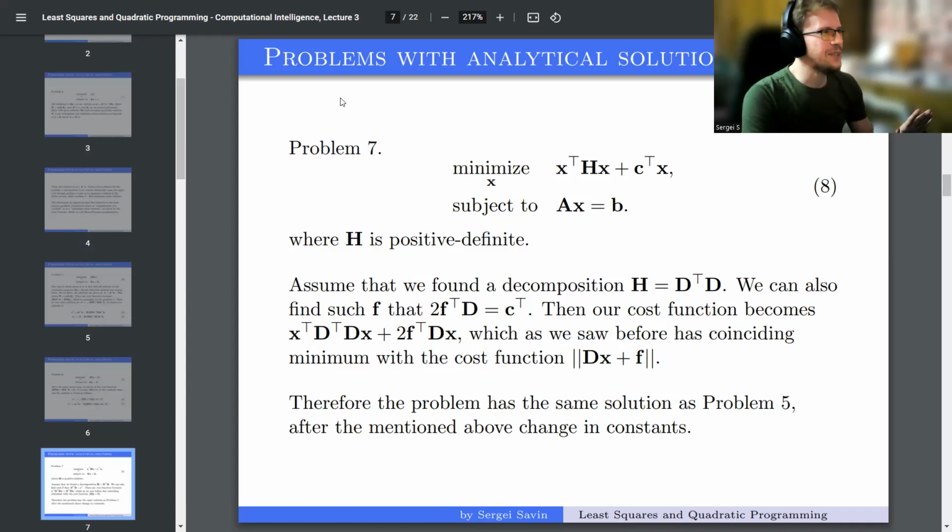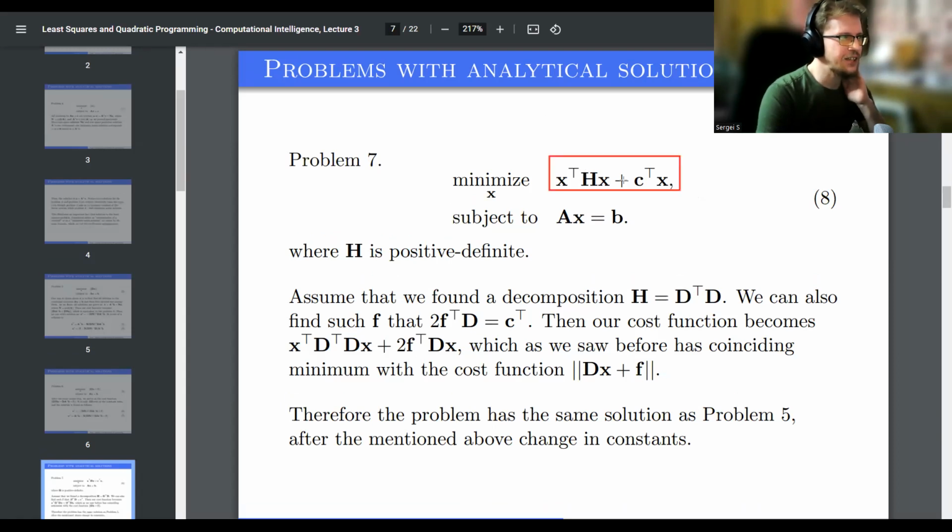Okay, now almost the last one, but now we are very close to something new, very close. So consider this, minimize quadratic function here. So x transpose times H times x plus c times x, subject to, again, Ax equals b, where H is positive definite. Positive definite means its eigenvalues are definite, positive, and it is symmetric.